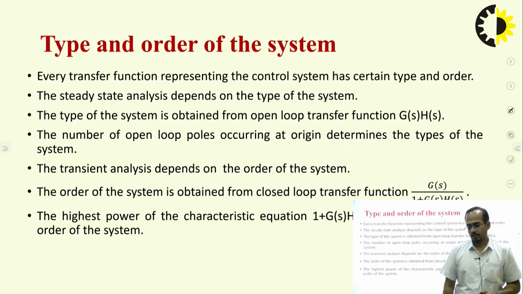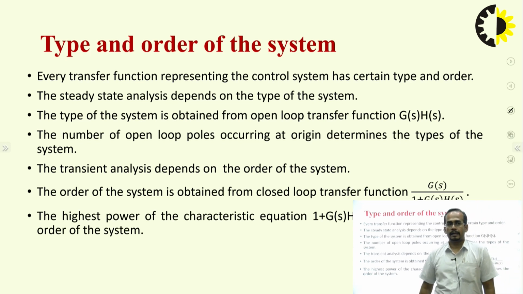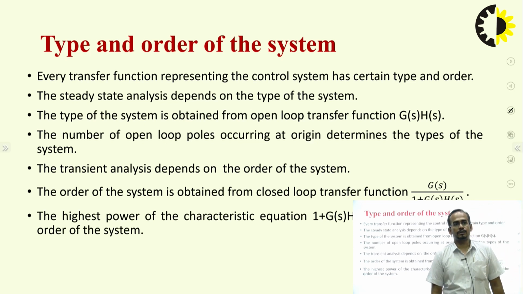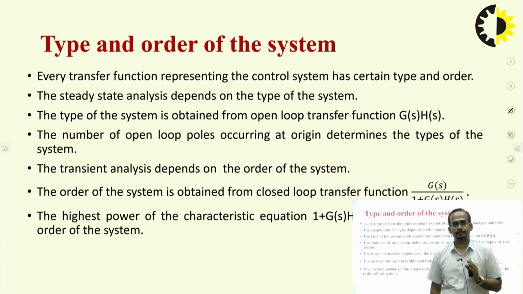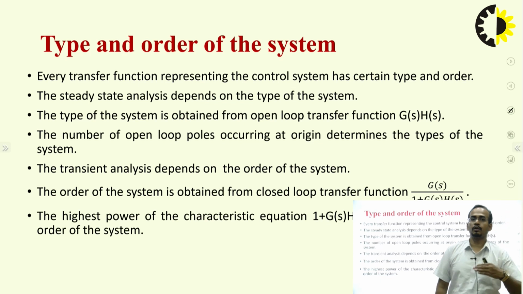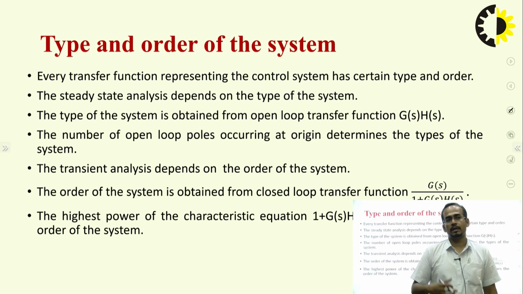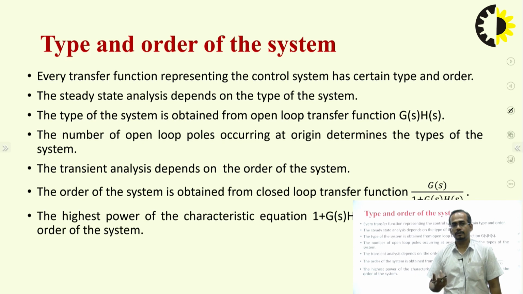Now, before moving towards the time response analysis or transient analysis, I would like to discuss what is the type and order of the system. Every transfer function representing a control system has a certain type and order. The steady state analysis depends on the type of the system, and the type of the system is obtained from the open loop transfer function. The number of open loop poles occurring at the origin determines the type of the system.